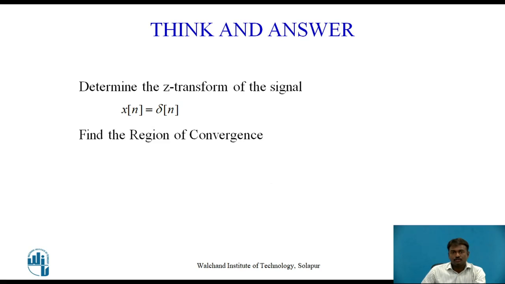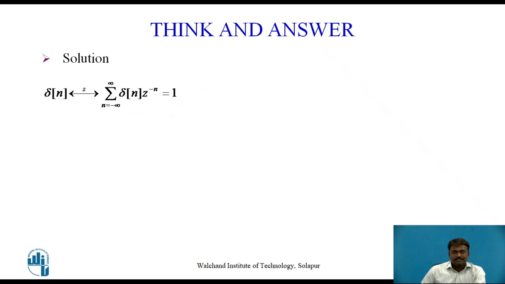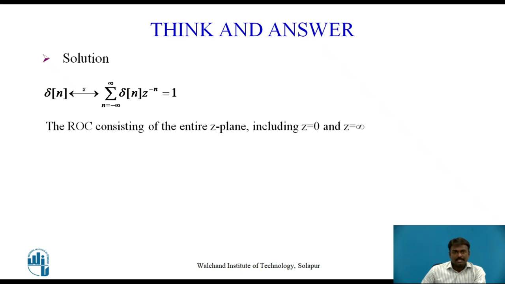Now pause the video for some time and determine the z transform of the signal x(n) equal to delta of n and find the region of convergence. We know that delta of n is defined as delta of n equal to 1 for n equal to 0 and delta of n equal to 0 for n not equal to 0. Therefore, the summation from n equal to minus infinity to infinity of delta(n) z to the power minus n is equal to 1. Hence, the ROC is the entire z plane, which also includes z equal to 0 and z equal to infinity.